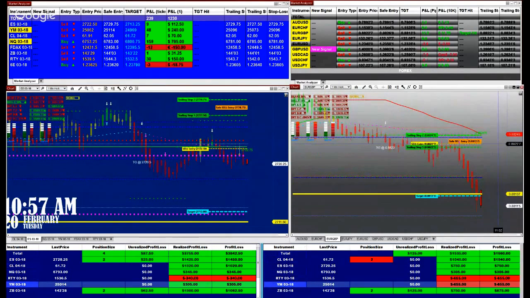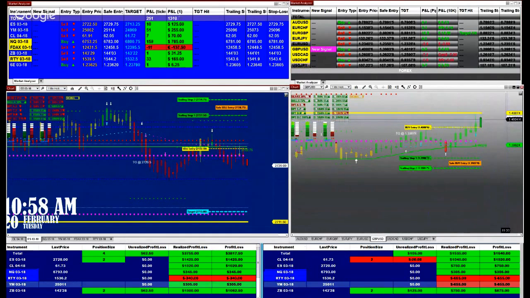We have a new signal on the British pound. See it here on the market. This is where you have a buy entry. Here is your safe entry, the trailing.